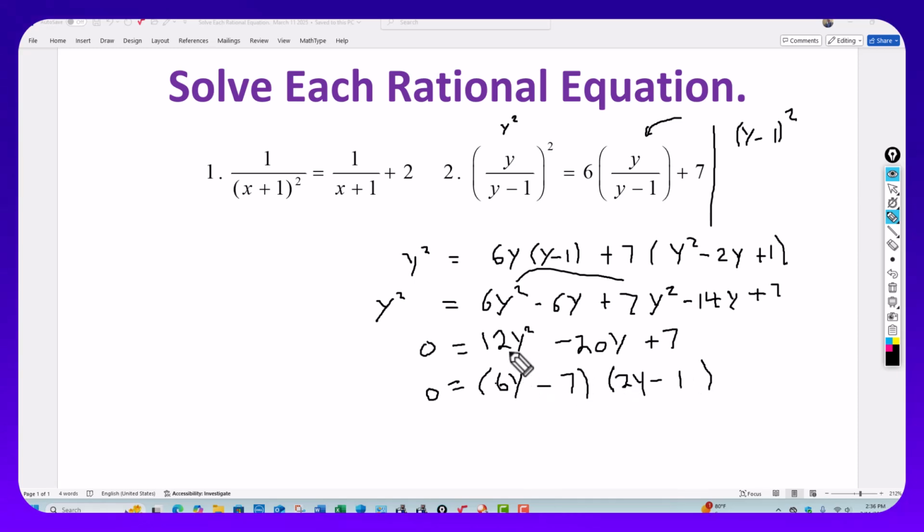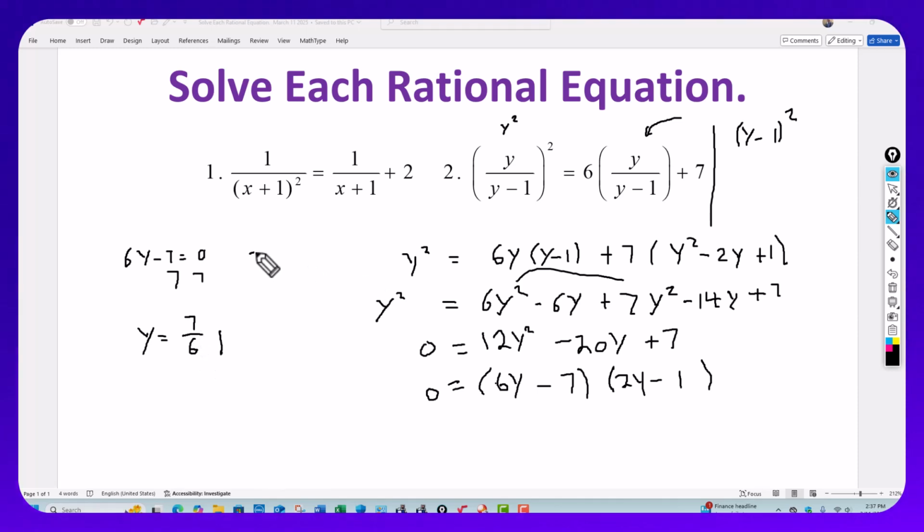2y times 6y, again it's a 12y squared. Minus 1 times minus 7 gives me the third term, 7. And then for the inner product here, minus 7 times 2y and a minus 1 times a 6y, that adds up to negative 20y. So product of two factors is equal to 0 here. So we say each factor equal to 0, 6y minus 7 equal to 0. Add 7 to both sides here and divide by 6. So one possible solution here will be 7 over 6.